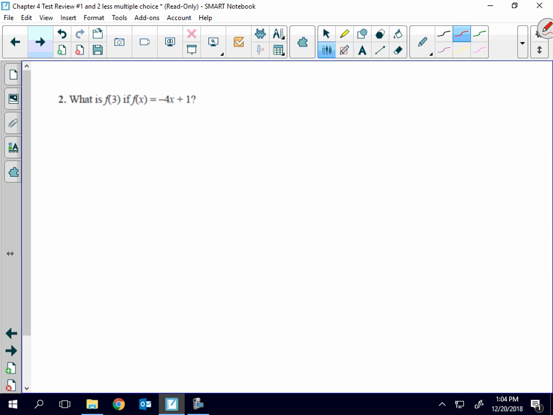Okay, number 2. What is f of 3 if f of x is negative 4x plus 1? We're going to go ahead and plug in 3 for x. So f of 3 will equal negative 4x plus 1. Let's rewrite this, plugging in 3. There was my x. I plugged in 3 instead. And we're going to simplify.